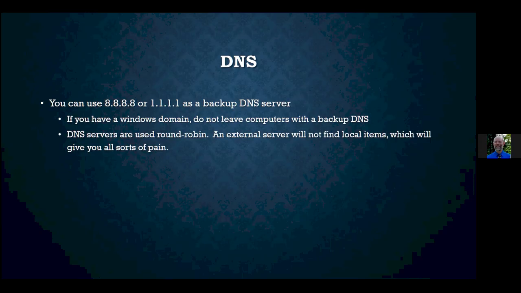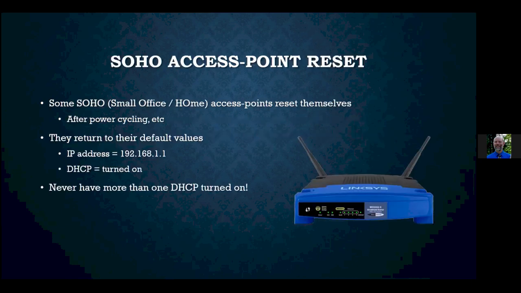And if you want to find something on your local network, if it is looking to 8.8.8.8, it won't know the internal names. So Active Directory uses DNS for a lot of important things. So you may want to have multiple AD controllers, but you don't want to use 8.8.8.8 or 1.1.1.1 as your backups. That's if you have an Active Directory domain.